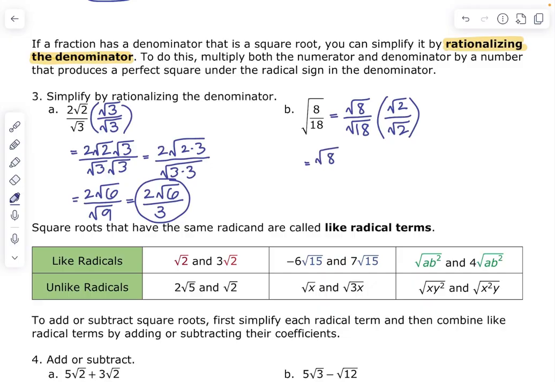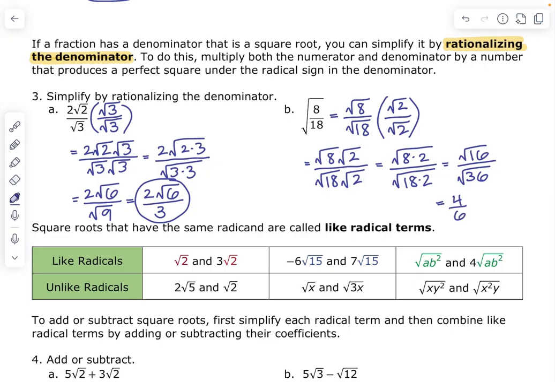Okay, I'm going to have the square root of 8 times the square root of 2 over the square root of 18 times the square root of 2. If I combine my radicals now using my product rule, I'm going to have the square root of 8 times 2 over the square root of 18 times 2. 8 times 2 is 16, so we have the square root of 16 over 18 times 2, which we said is 36. We got lucky here. Both the square root of 16 and the square root of 36 are perfect squares. So I'm going to have 4 over 6, which is the same as 2 over 3.